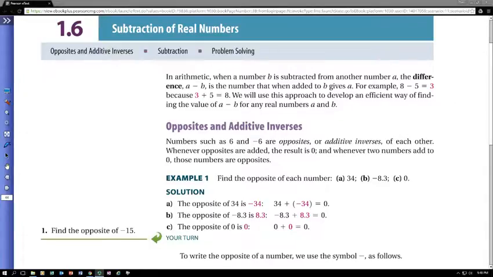Chapter 1, Section 6, Subtraction of Real Numbers. We're going to talk about opposites and additive inverses, which are pretty much the same. Then we've got subtraction, and then we're going to do some problem solving.